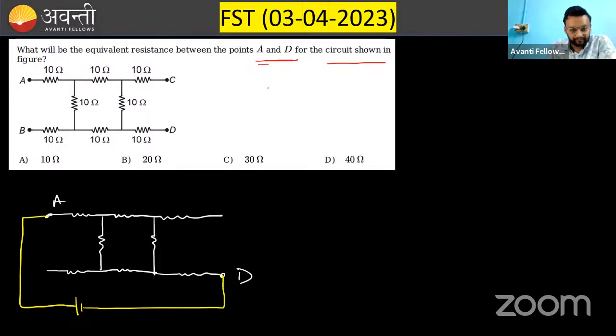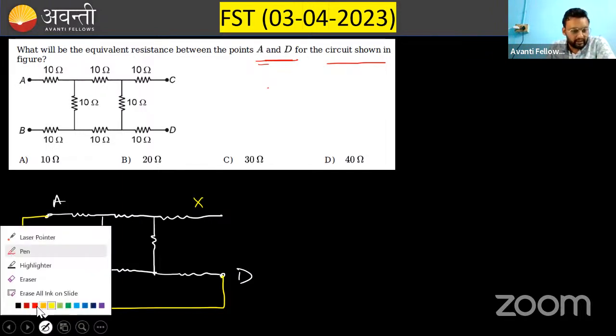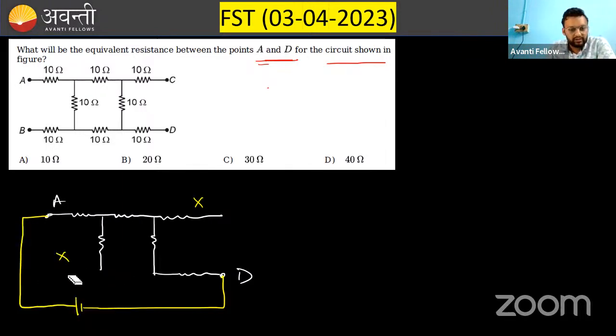Now you can see that this 10 ohm resistor and this 10 ohm resistor are not part of the circuit. That's why we can remove these 2 resistors. And how will it look? It will look something like this: this is 10, this is 10, 10, 10, and 10. That's what the circuit is.